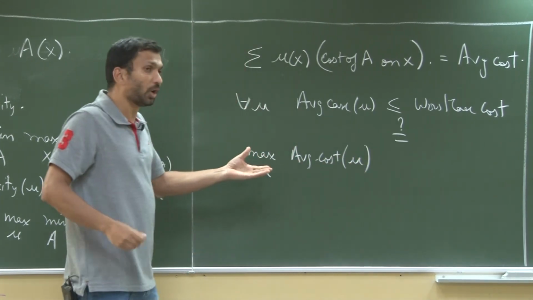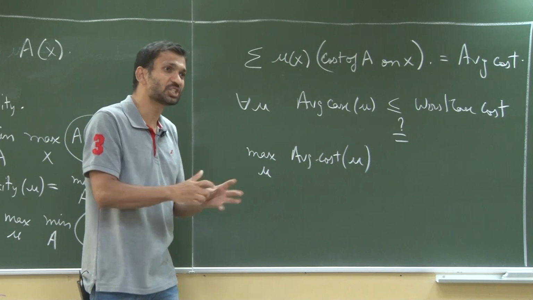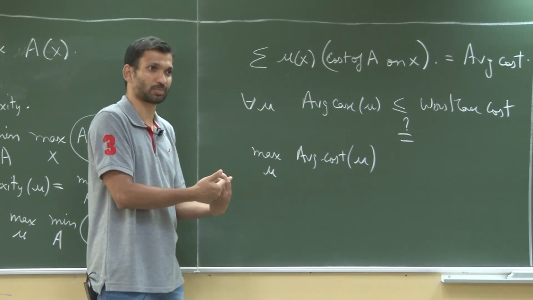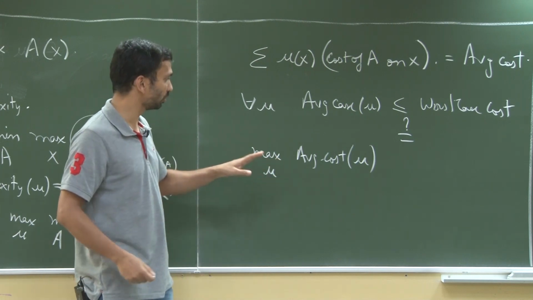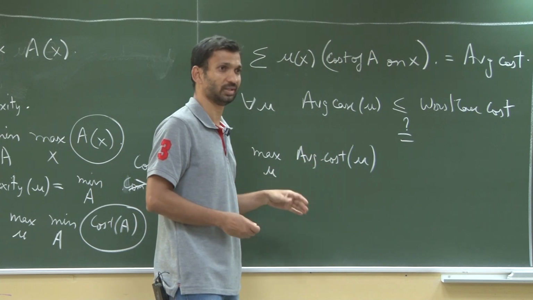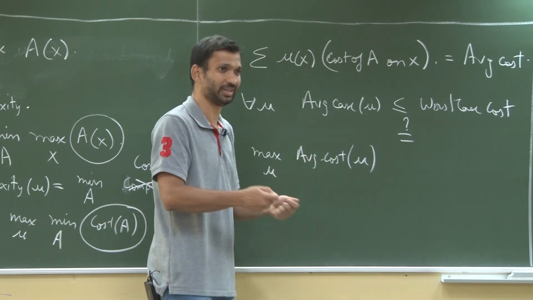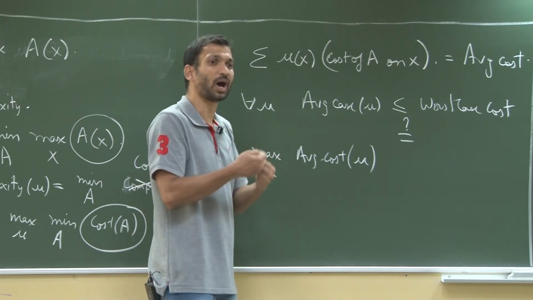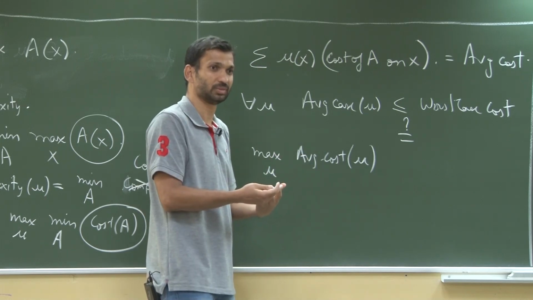Notice when I call it cost, it could be any measure of the algorithm. Like yesterday it was the success probability, right? So don't get confused by the word cost. It need not be the communication cost. It need not be the communication bits exchanged. It is some measure of how hard it is for an algorithm to perform, right?